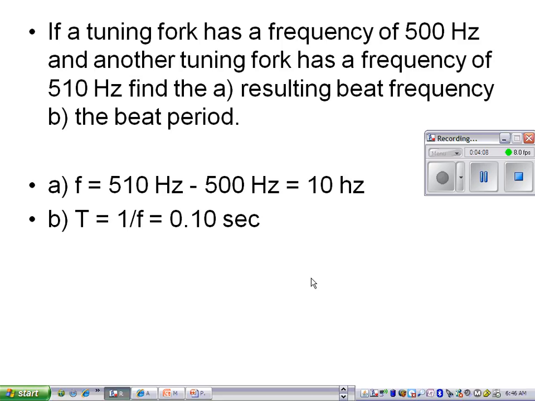So beats are as straightforward as this. Now they can put beats in, and they can make it a more difficult problem. You put the Doppler effect with it and so on. But this is the basic idea with beats.